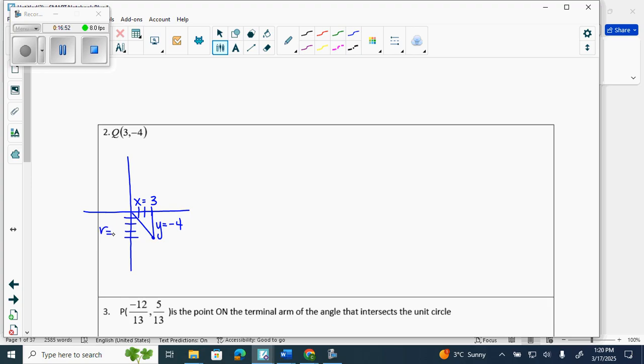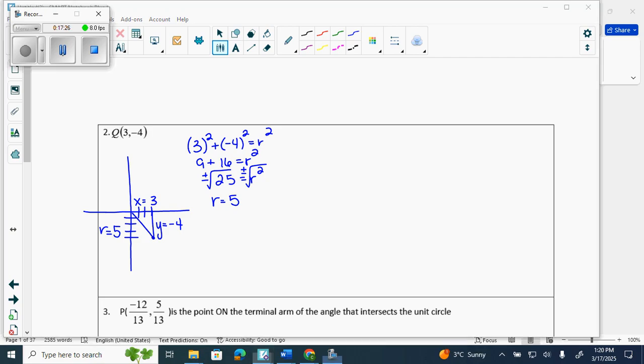So we do x squared plus y squared equals r squared. 9 plus 16 equals r squared. 25 equals r squared. Square root, plus or minus, r equals 5. So this is a nice one because there's no rationalizing, right? Yeah? You get 1 minute, do all 6, go.